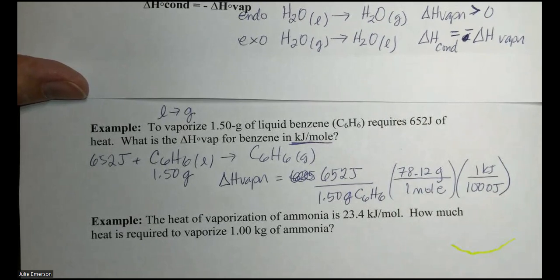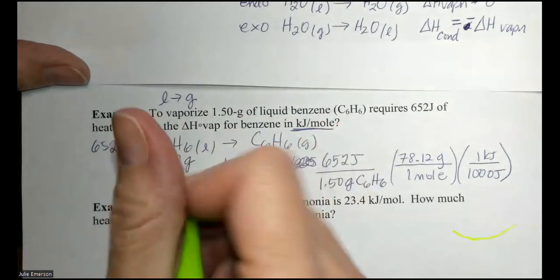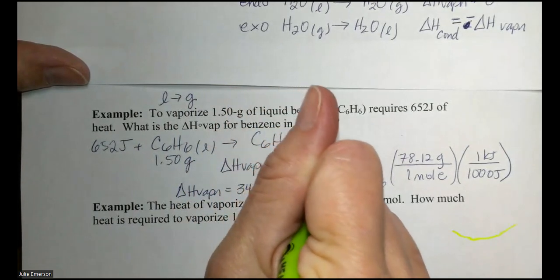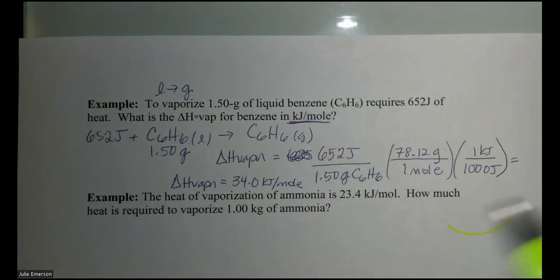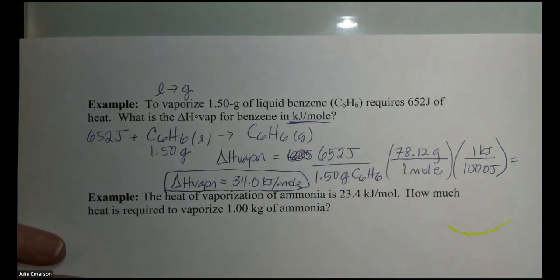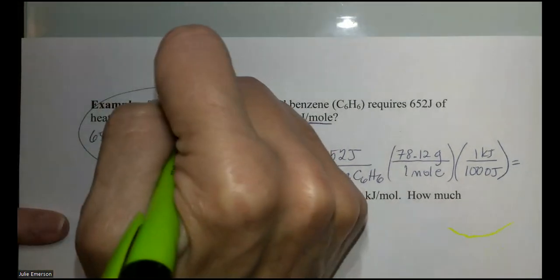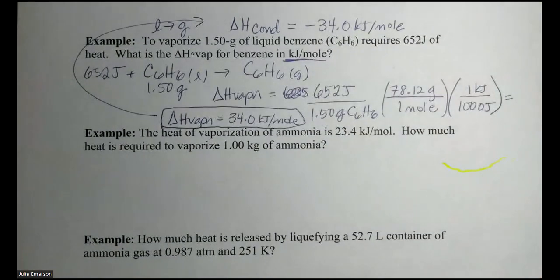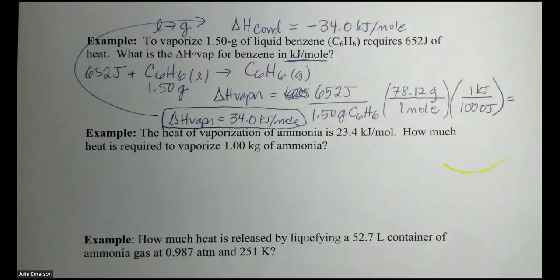So I'm going to take my 652 and divide that by 1.50, multiply that by 78.12, and then divide that by 1,000. And we'll go with 3 significant figures. So the heat of vaporization I get here is 34.0 kilojoules per mole. I had to squeeze that over on the other side. So heat of vaporization for the benzene, 34 kilojoules per mole. Just as an aside, that means that our heat of condensation for benzene would be negative 34 kilojoules per mole, because those are just opposite. With Hess's law, if you reverse the reaction, you just change the sign.